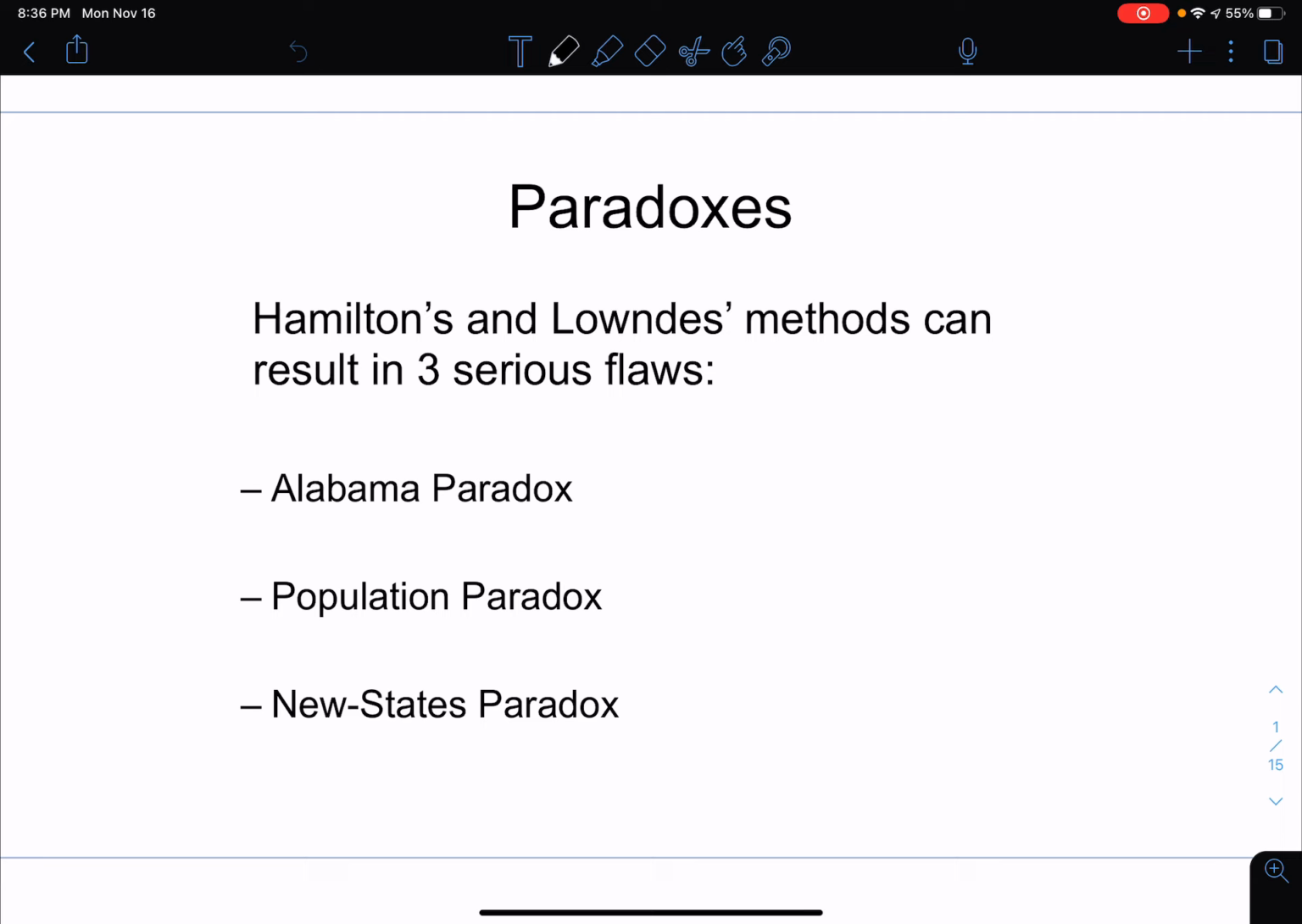One of them is called the Alabama paradox. Yes, that's named for the state of Alabama. I'll mention why in a minute. Another is called the population paradox, and the third is called the new states paradox. You'll find that the names were given based on what's happening in each of these.